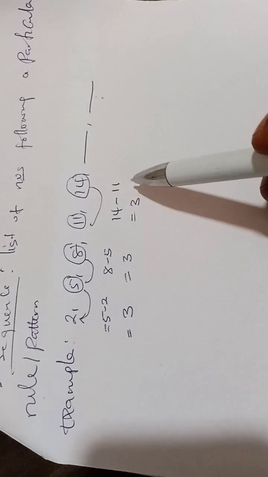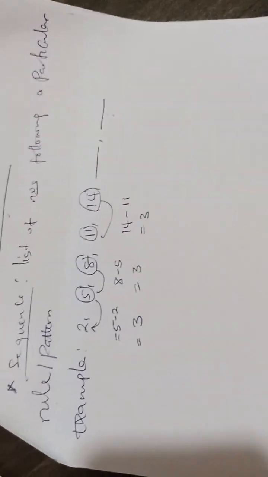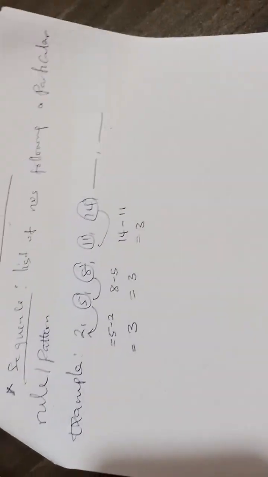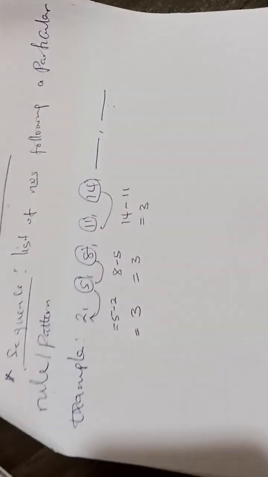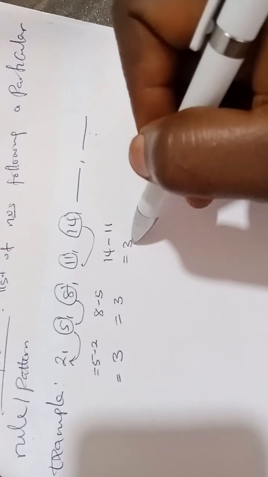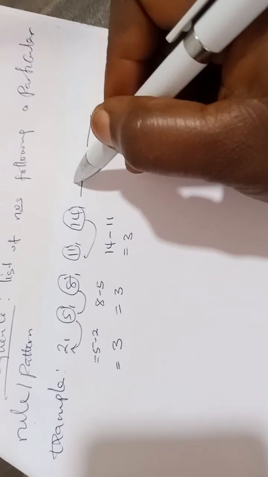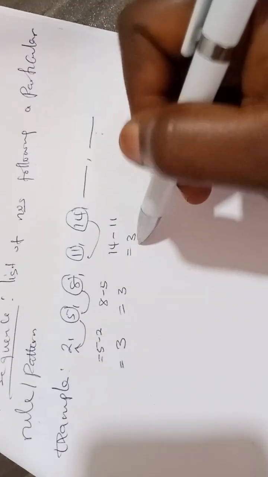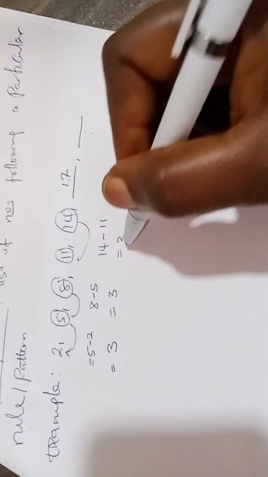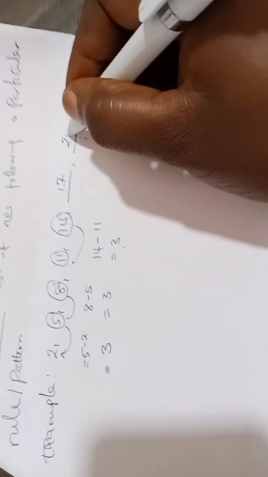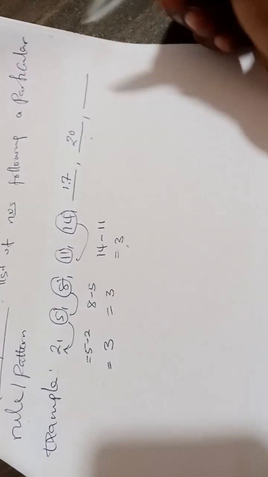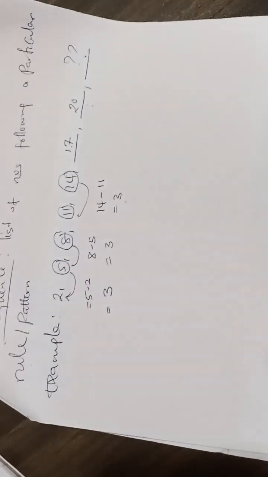So it means the rule guiding this sequence is addition of 3 to the preceding number to get the succeeding number. If we are asked to get this, it means we should add 3 to 14 to get this. So 14 plus 3 will give us what? 17. And 17 plus 3 will give us what now? 20. I hope following this you can get the answer here. If you have gotten it, drop it in this session.